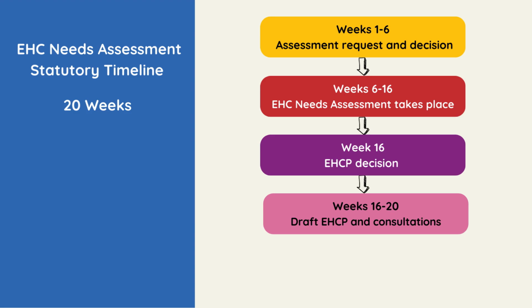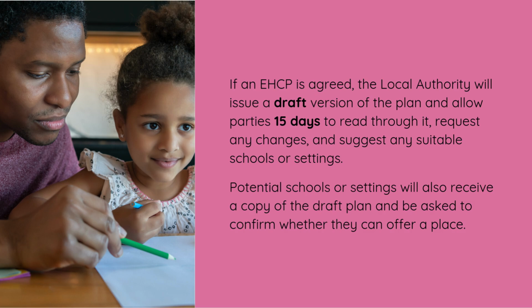Weeks 16 to 20, draft EHCP and consultations. If an EHCP is agreed, the local authority will issue a draft version of the plan and allow parties 15 days to read through it, request any changes and suggest any suitable schools or settings. Potential schools or settings will also receive a copy of the draft plan and be asked to confirm whether they can offer a place.